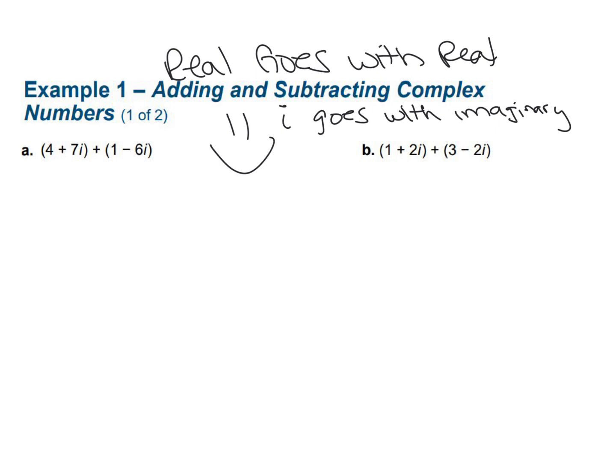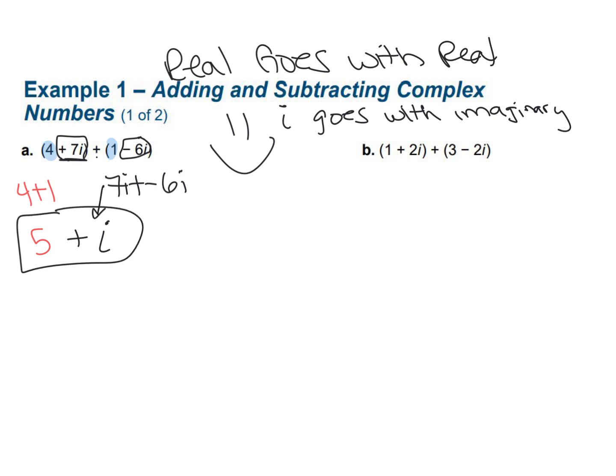So for letter A, 4 is going to go with 1. So 4 plus 1 is the real part. So 4 plus 1 is 5. Okay, and then for my i's I would have positive 7i plus negative 6i. So 7 plus negative 6, that's for my i's, would be positive 1i. And since it's a positive 1i, I'm probably just going to put plus i, because that would just be assumed to be a positive 1 in front of the i.